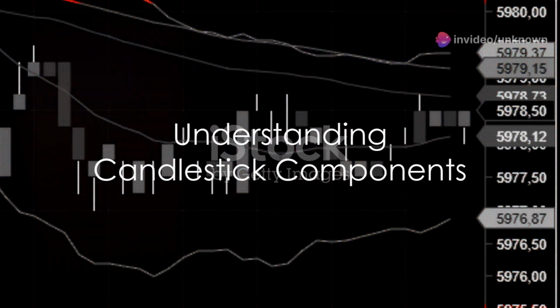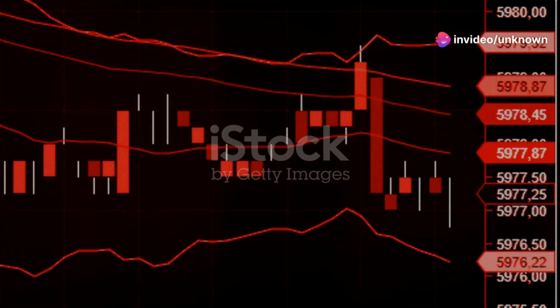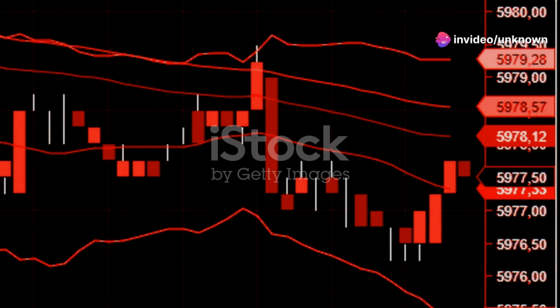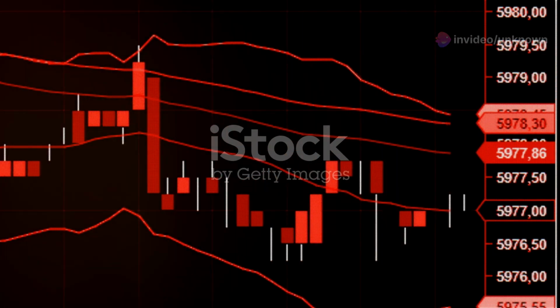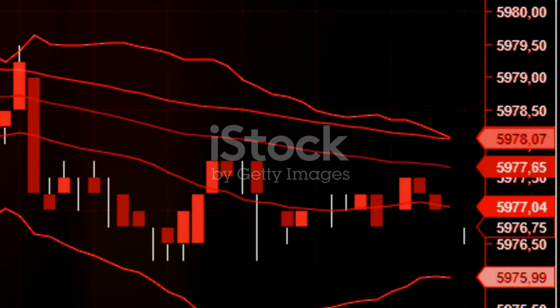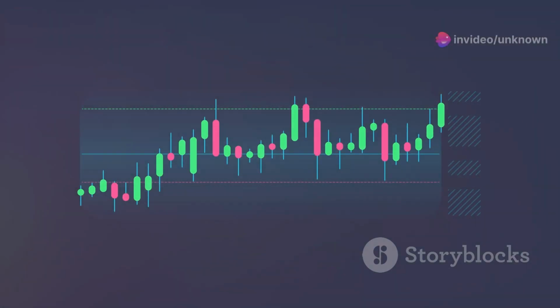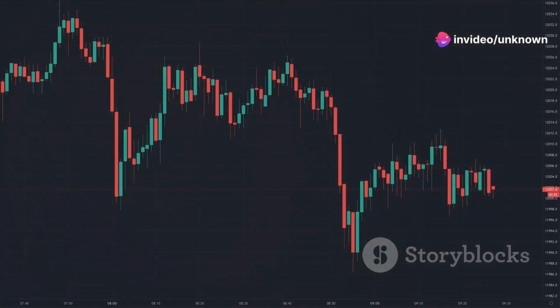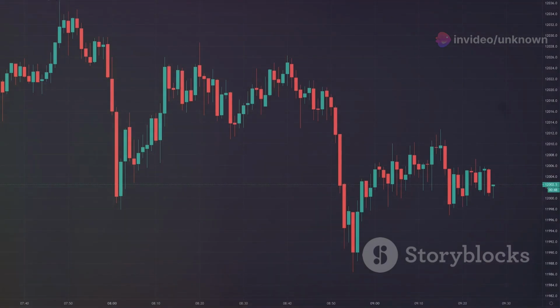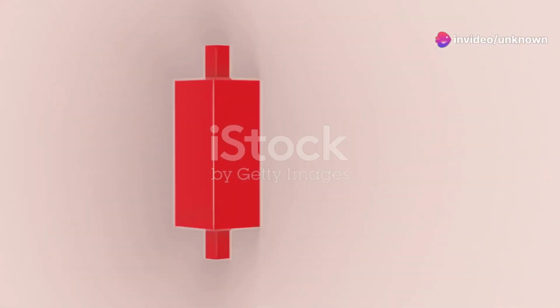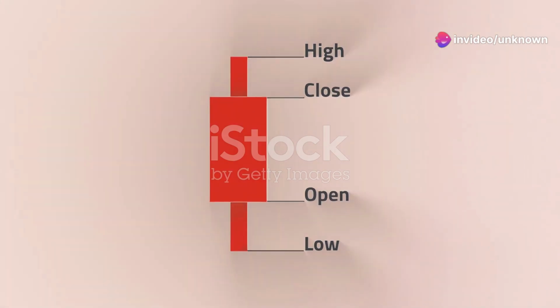Begin by understanding the components of a candlestick. Picture a candle with a thick body and thin wicks extending from both ends. This simple but powerful image is used in financial markets to represent the volatility and trading dynamics within a specific time frame. Each part of the candlestick holds significant information about market behavior. The body of the candle, traditionally known as the real body, captures the essence of market sentiment by displaying the range between the opening and closing prices during a set period.